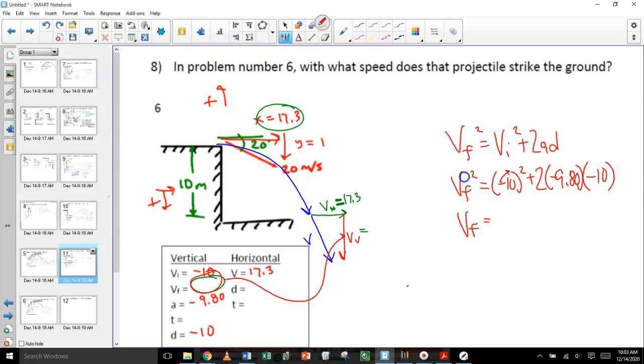So that's 100. And then 2 times 9.8 is 19.6, and then times 10 is 196. So this is 296. Now be careful. When you go to do this, the final velocity, the square root of 296, is negative. Remember, like the square root of 9 is 3 or negative 3. The square root of 296 is going to be negative 17.2.